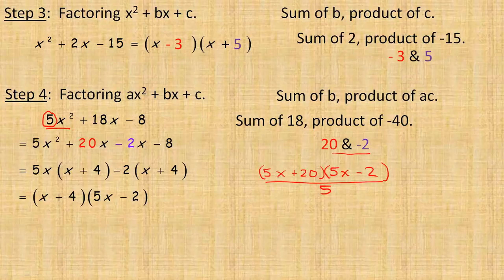Now, in the 5x plus 20, there's a common factor of 5 here. So I'm going to factor a 5 out, and I would get x plus 4.